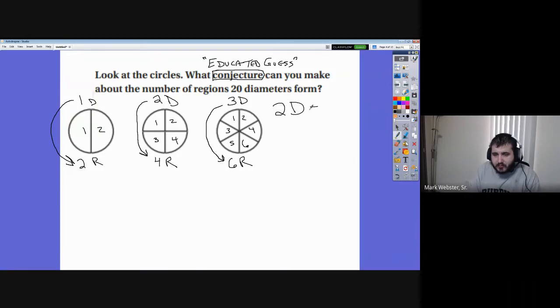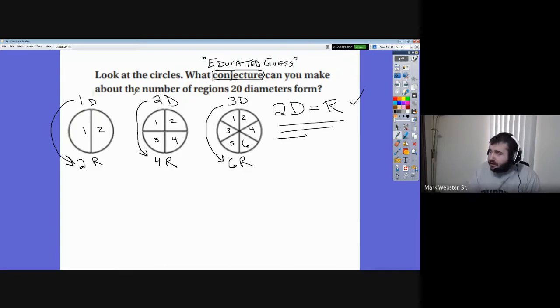2 times the number of diameters equals the number of regions, right? Take the number of diameters times 2, you get the number of regions. So now we found our pattern. We have made a conjecture. We have shown that it works.